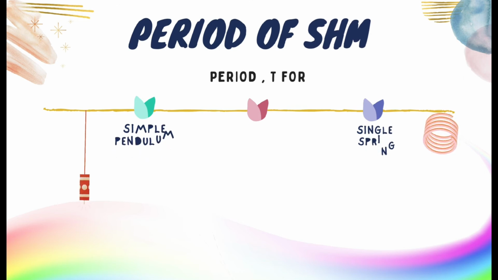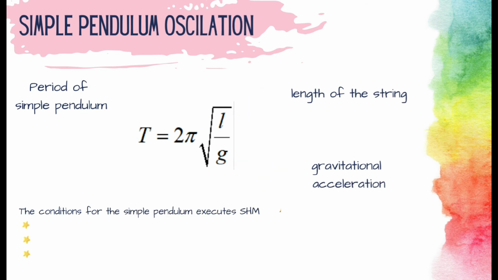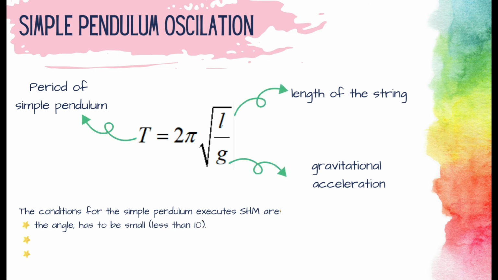The last subtopic is period of simple harmonic motion. In this subtopic, we can calculate the period T for a simple pendulum and also for a single spring. This is how to calculate the period for a simple pendulum oscillation, which is we can use this equation. T is equal to 2 pi square root of L over g. T is referring to the period of the simple pendulum, L is the length of the string, and g is the gravitational acceleration. But you should obey these conditions.